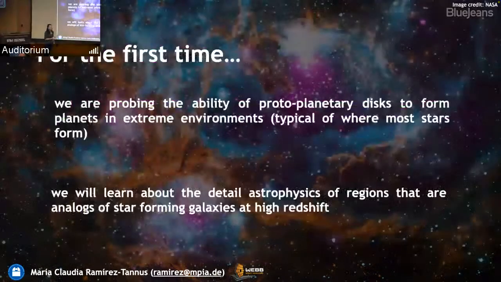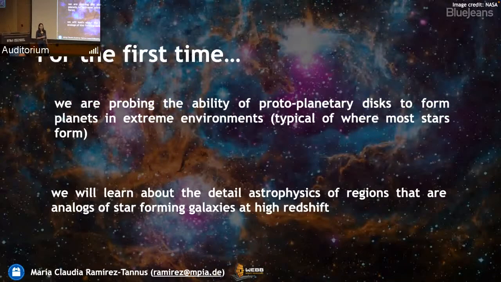Now, I would like to finish my talk again with the messages that I wanted to give. We are, for the first time, thanks to JWST, able to probe the ability of protoplanetary disks to form planets in extreme environments, which are the most common environments where stars form. And we are probing the detailed astrophysics of regions that are the analogs of what you see at galaxies at high redshift. And with this, I would like to thank you for your attention.